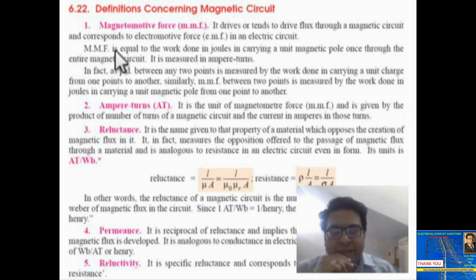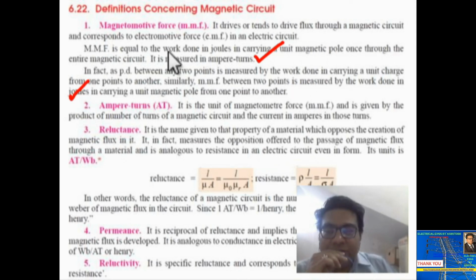MMF is the magnetomotive force, which is equal to the work done in joules in carrying a unit magnetic pole once through the entire magnetic circuit, and it is measured in ampere turn. Then the second point, ampere turn. The unit of MMF, or magnetomotive force, is given by the product of the number of turns of a magnetic circuit and the current in amperes in those turns.